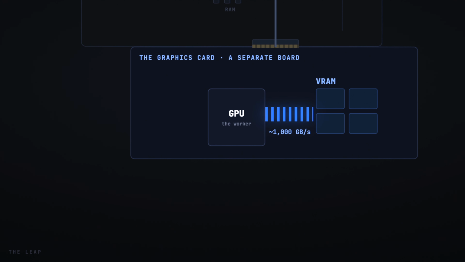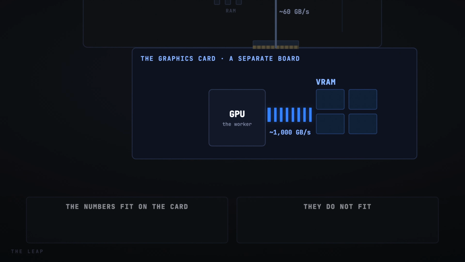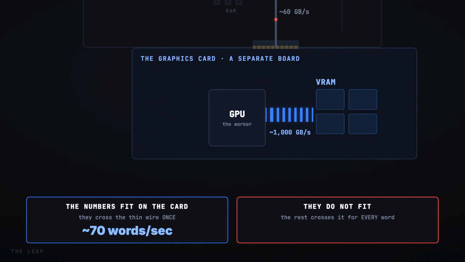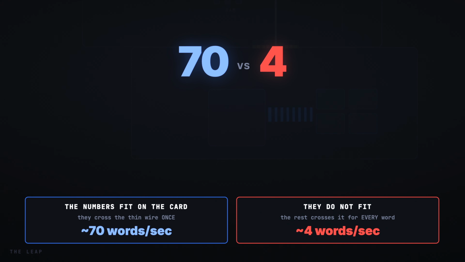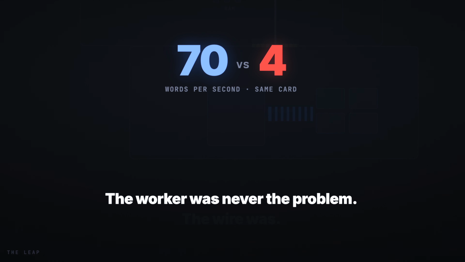The card's own wire is wide. The plug is narrow. So there are only two situations. Watch. If all the numbers fit on the card, they cross the thin wire once. If they do not fit, the rest must keep crossing it for every word. 70 words a second against 4. Same card. The worker was never the problem. The wire feeding it was.